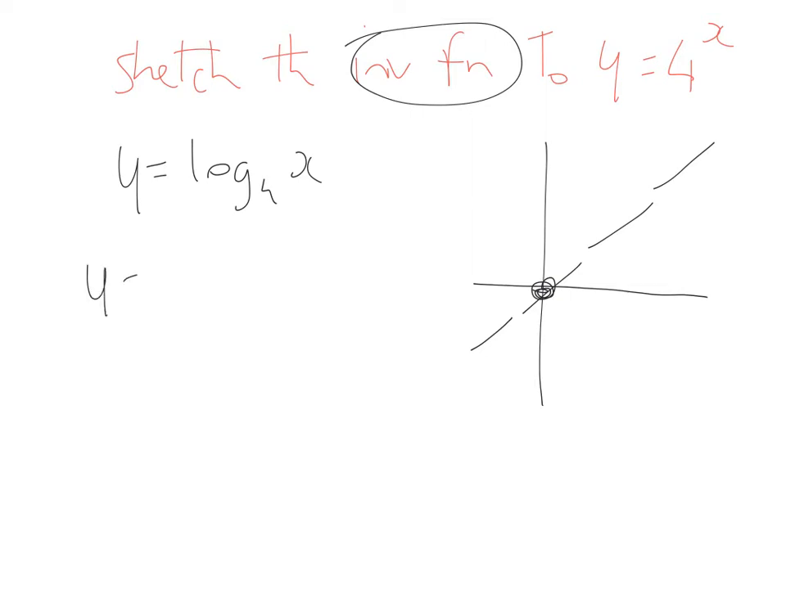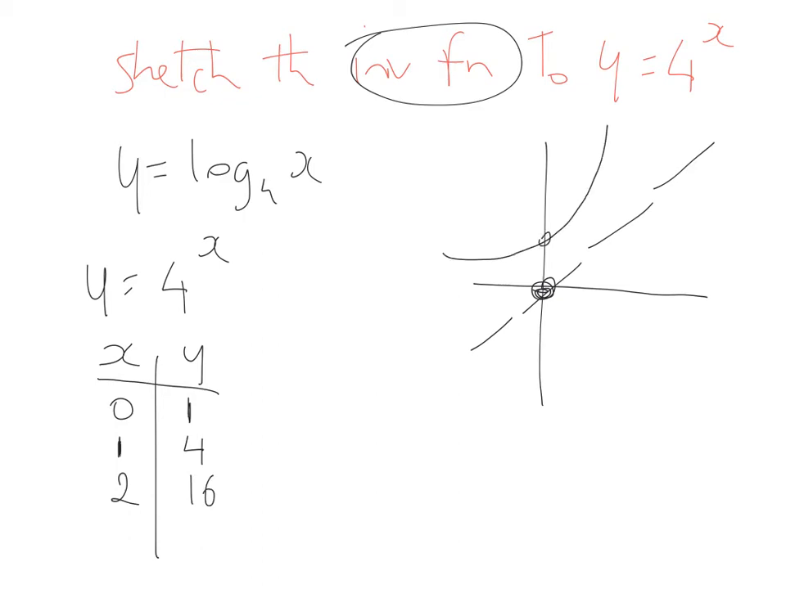So first of all, if I was to think about sketching 4 to the power x, well, if x was 0, y would be equal to 4 to the power 0, and the power 0 is equal to 1. If x was 1, then y would be equal to 4 to the power 1, that's 4. If x is equal to 2, y would be equal to 4 to the power 2, and that's 16. So that curve would look a bit like that.